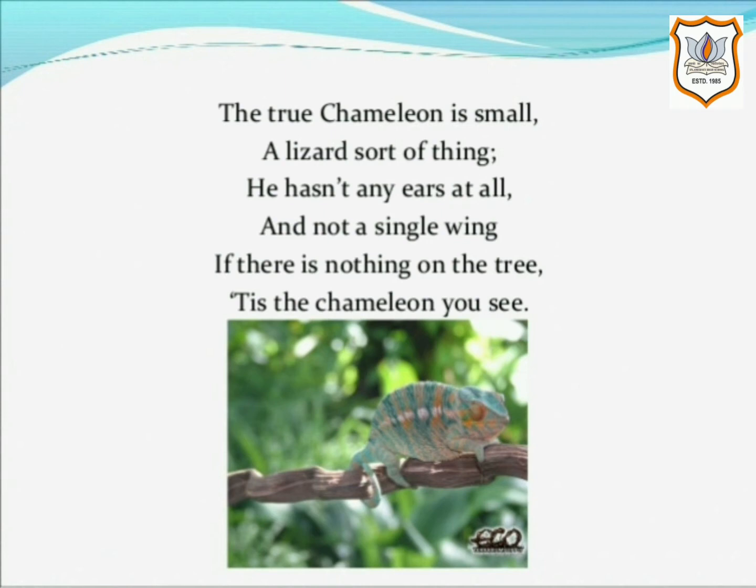The poet says that the next is the chameleon, which is a small creature. It looks like a lizard, but the difference between the two is that the chameleon does not have ears and wings. Moreover, she says that the chameleon has the ability to change its color according to the surface on which it is sitting. Therefore, if you see a tree and find nothing else on it, then it must be a chameleon sitting on it. It has changed its color into the color of the tree.